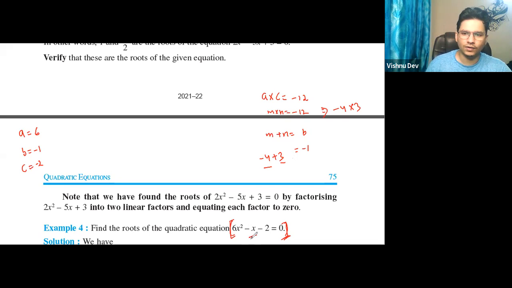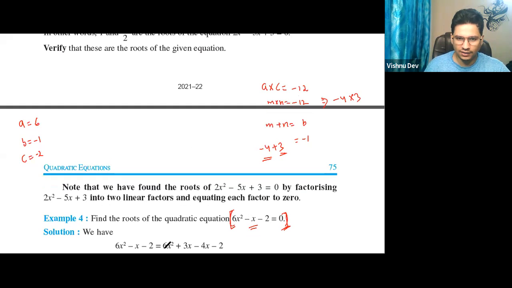Right? So we have to split x into -4x plus 3x. If you do that, this is the expression: 6x square plus 3x minus 4x minus 2. Right? Did everyone understand till here? Yes, let's go. Everyone got till this point? I repeated again. Adarsh, I have been repeating since then. Yes, Tanushree, correct. Very good, Tanushree.